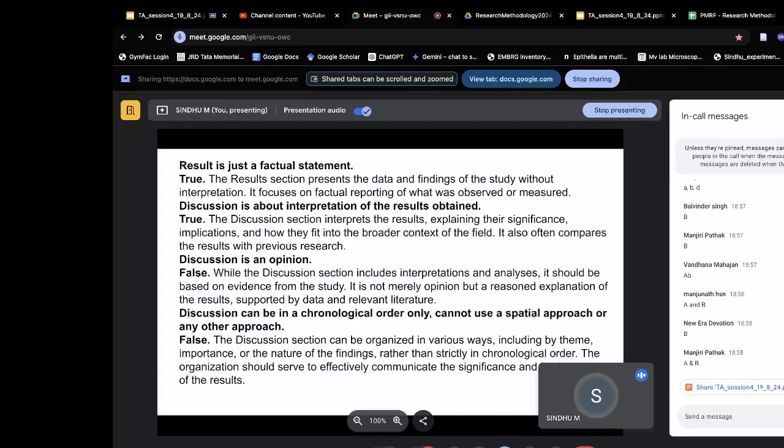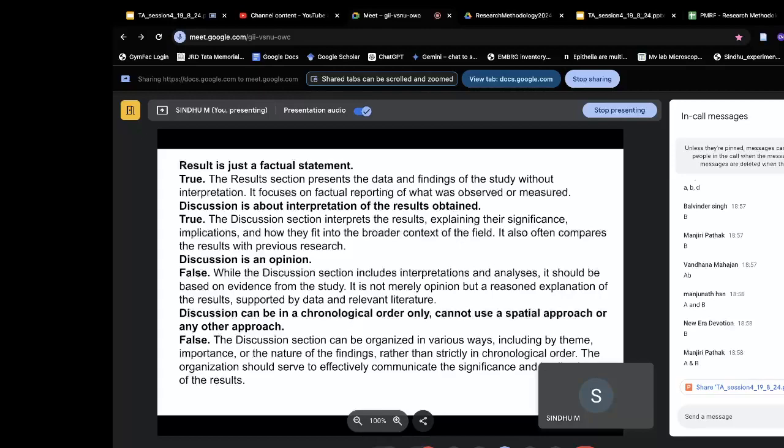So option B is correct. Discussion is about interpretation of the results obtained. Option C, discussion is an opinion. This is not exactly correct, because it's more about scientific reasoning that is done in the discussion section, and not just any opinion basically.